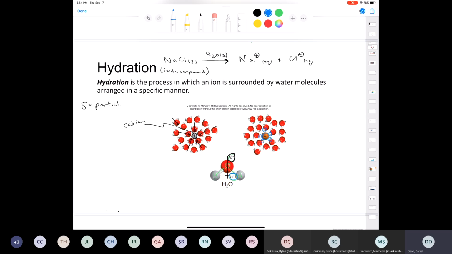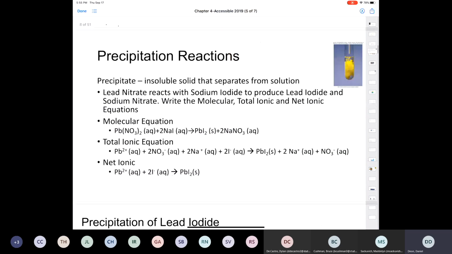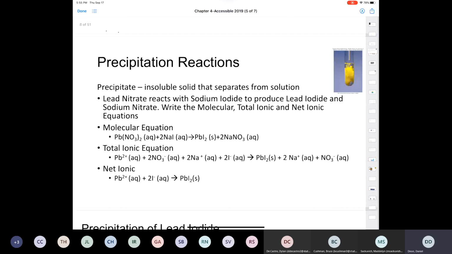In fact, the university where I did my undergraduate degree, there was a professor there whose entire life's work was studying water. And you're like, wow, that guy sounds really exciting. You know, he was very exciting. Anywho, let's move on to the next slide and talk about precipitation reactions.